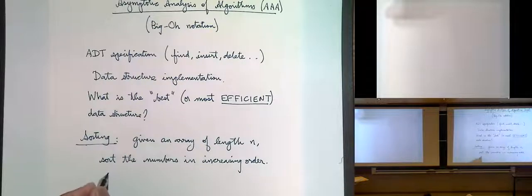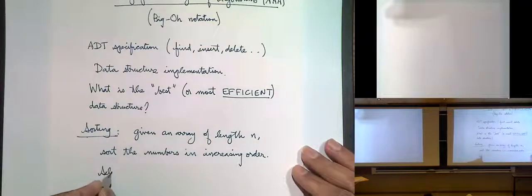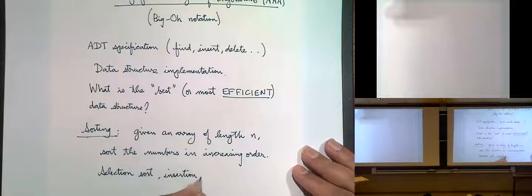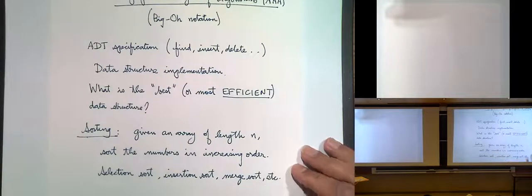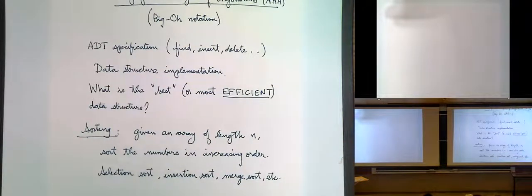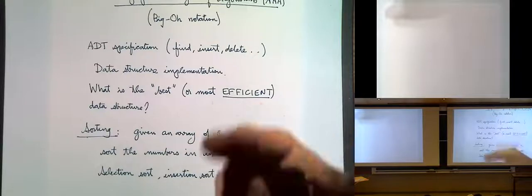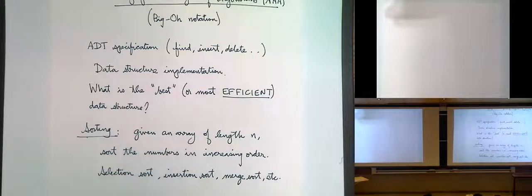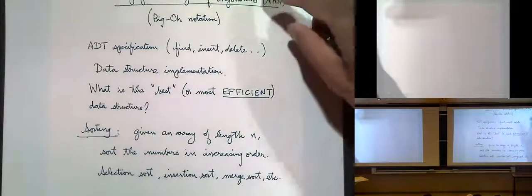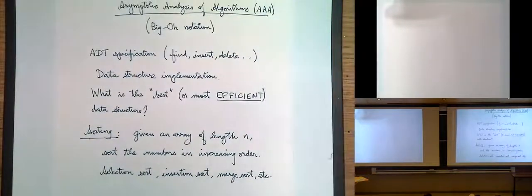So you have many different algorithms for this problem, and I'll talk about some of these later on. You have selection sort, insertion sort, merge sort, etc. And in quicksort, you could ask which is the best algorithm or the most efficient algorithm. And so what the asymptotic analysis of algorithms does is it gives a mathematical language to talk about this.